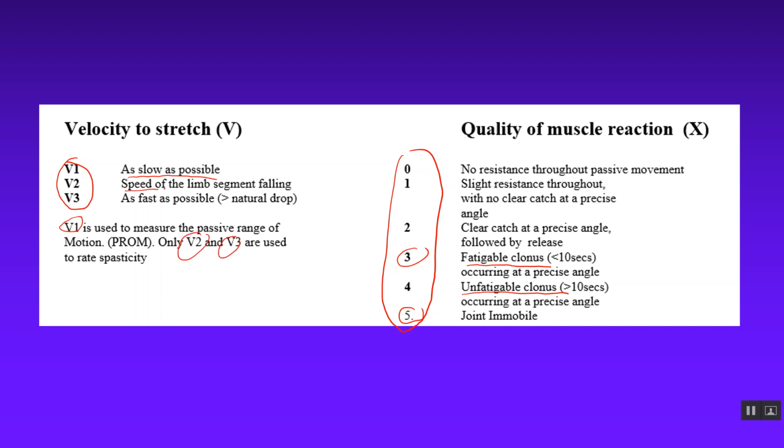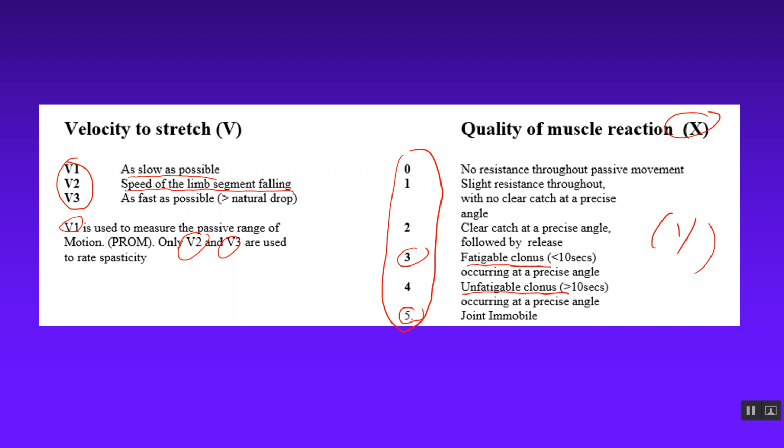So V2 is the speed of the limb segment falling. So you do the same thing, and you move the limb at that speed of gravity falling, and you see if you get an initial catch, you feel that catch, and you measure that range, but then you also document how it felt from a 0 to 5 scale, okay? So you write down the range where you felt the initial catch or resistance, and then you also write down this grading scale, the quality of the muscle reaction, which is the X. The range of motion is actually the Y.